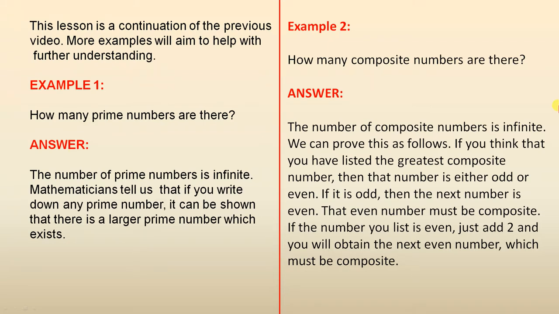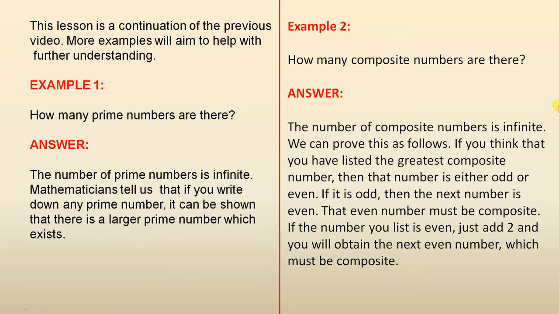Example 1. How many prime numbers are there? Answer. Now this is a very basic answer, but mathematicians have very complex answers to these questions. Here's a very basic little answer. It's sort of more like common sense. The number of prime numbers is infinite. That means there are many of them and we actually don't know how many.